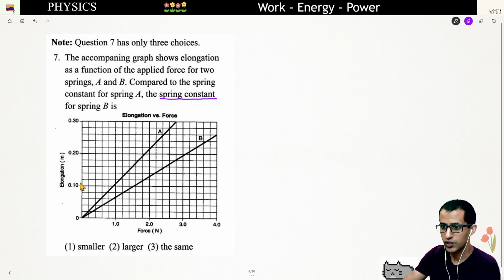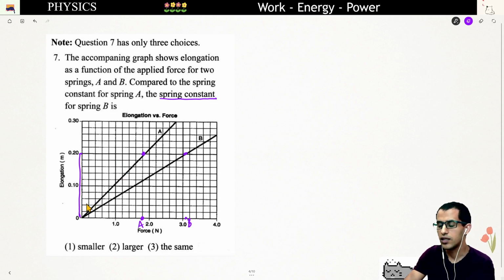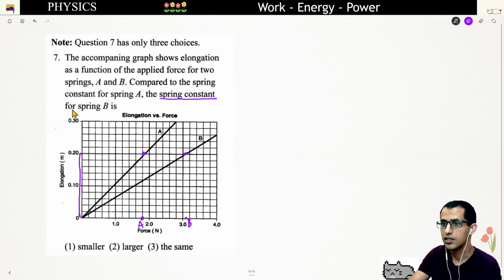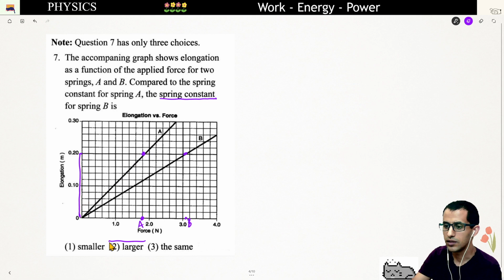So to stretch this spring, let's say 0.2 meters, spring A is going to require a force of about 1.8 newtons. But to stretch it the same length, spring B is going to require a force of approximately 3.1 newtons. So spring B requires more force. In this case, the spring with the steeper slope has a lower spring constant. So the spring constant for spring B is going to be larger. Okay, next.